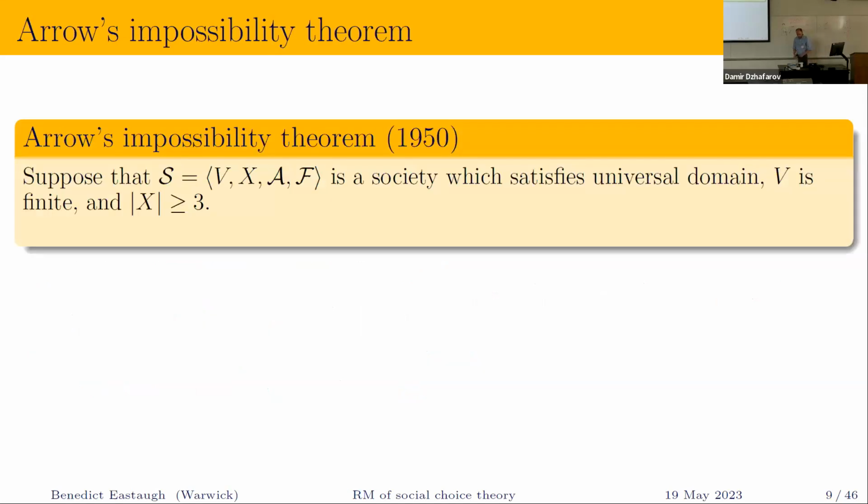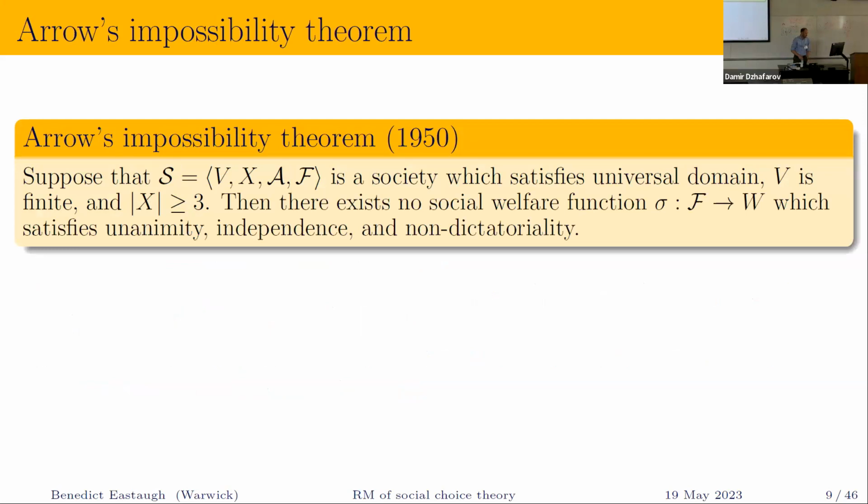All right, but these conditions all seem fairly reasonable, more or less plausible, certainly the first and last, but unfortunately they don't really work. So suppose we've got a society which satisfies the universal domain condition, and B is finite, and the number of alternatives is at least 3. Then there's no such social welfare function, right? There's none that satisfies unanimity and independence and non-dictatoriality. So you can get 2 out of 3, but you can't have all of them.